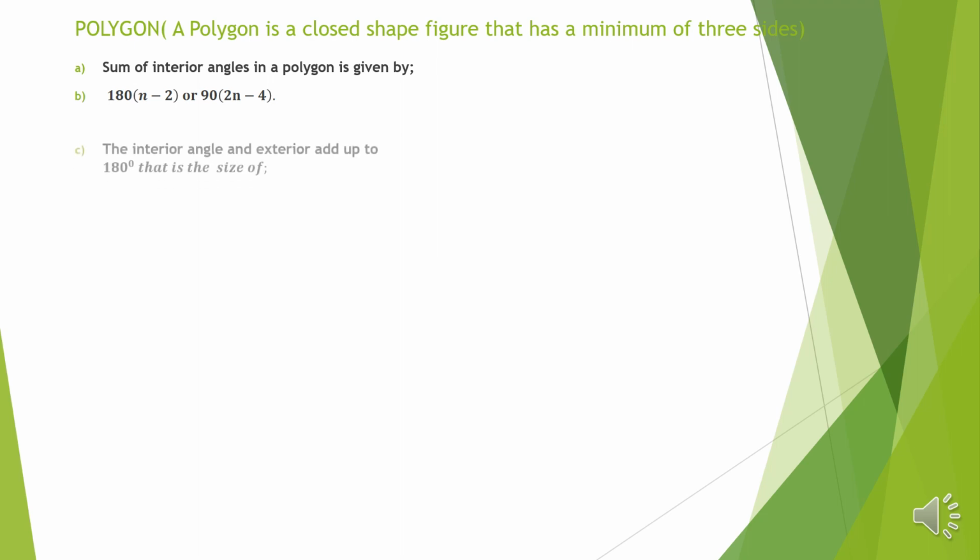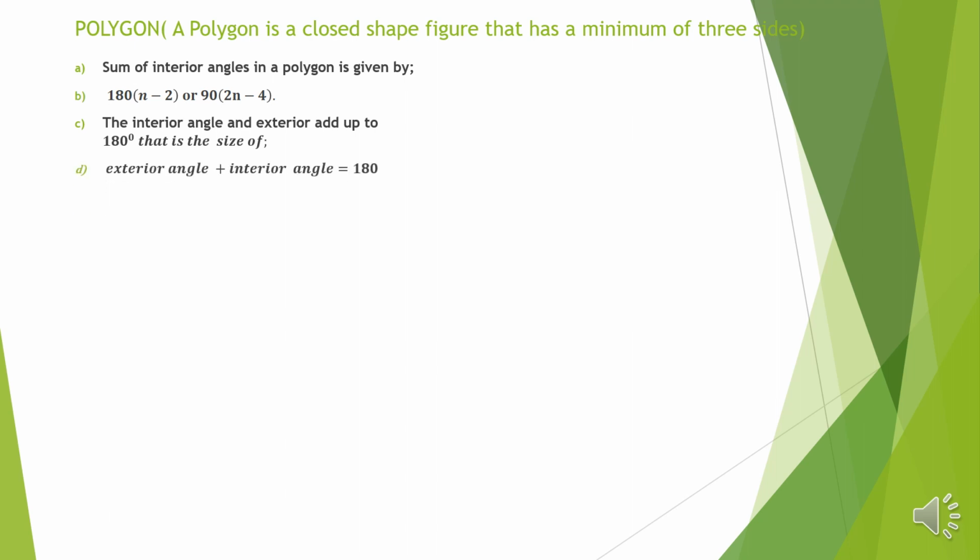Now, the interior angle and exterior angle of any given polygon add up to 180. That is, if we take the exterior angle plus the interior angle, that gives us 180 degrees. Now, to get the number of sides, which we denote with n, we usually take 360 divided by the exterior angle. So n in all cases will be 360 divided by the exterior angle.